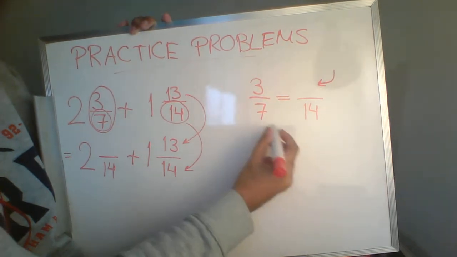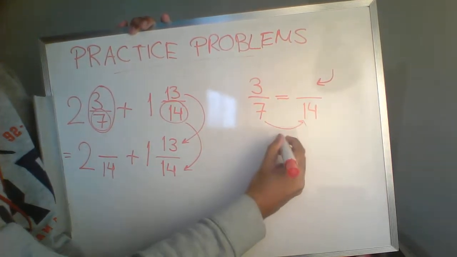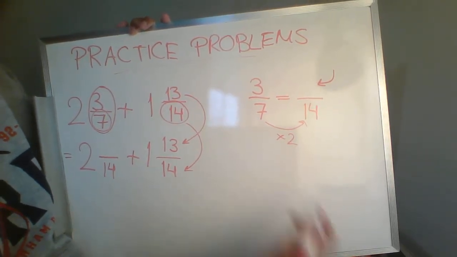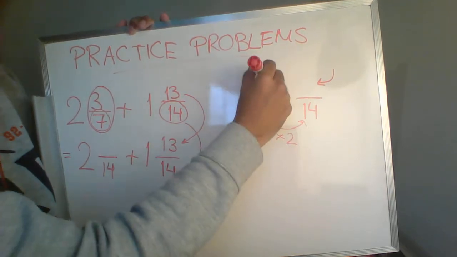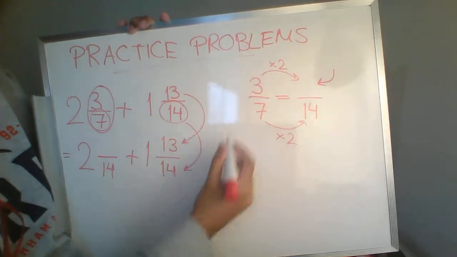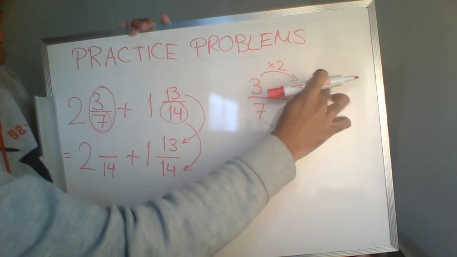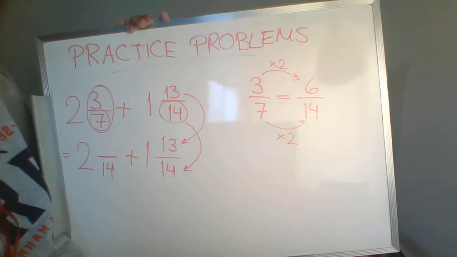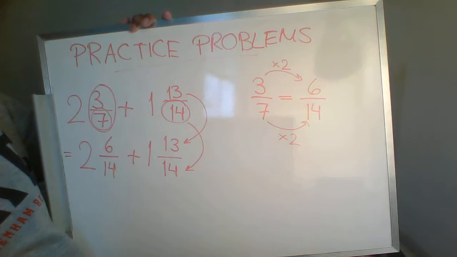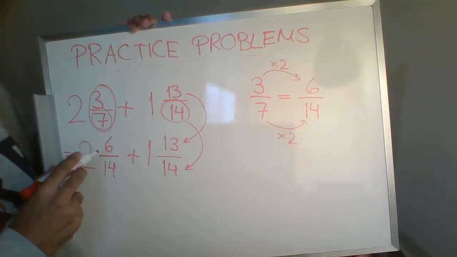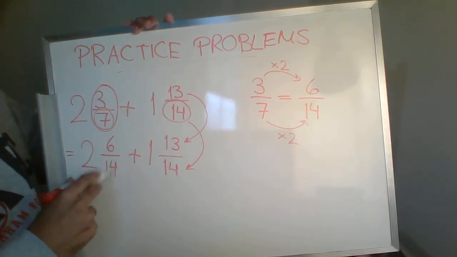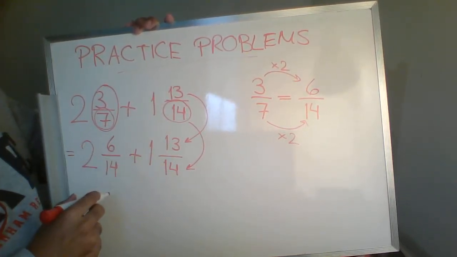So if I look at the denominators that I have, to get from 7 to 14, I have to multiply by 2. Now, in order for this to be an equivalent fraction, if I'm multiplying the denominator by some quantity, I have to multiply the numerator by the same thing. So if I multiply the denominator by 2, I also have to multiply the numerator by 2, which means that I'm going to get an answer of 6 up there. 3 times 2 is going to give me 6, and that's the 6 that's going to go over here in my mixed number. So now, this second line here is what we're working with. 2 and 6/14 plus 1 and 13/14.